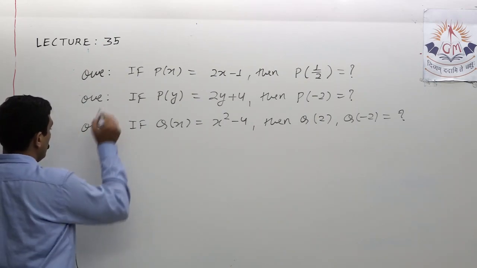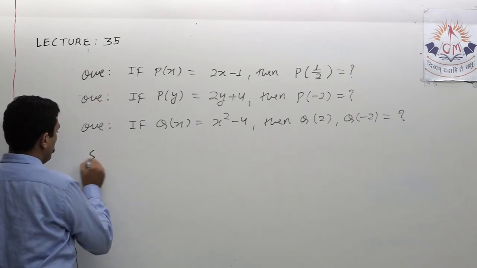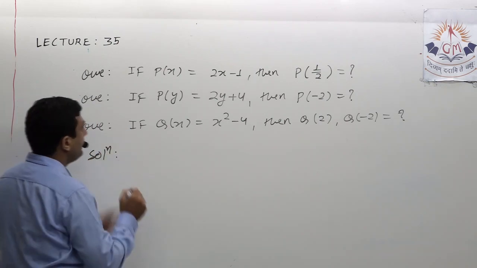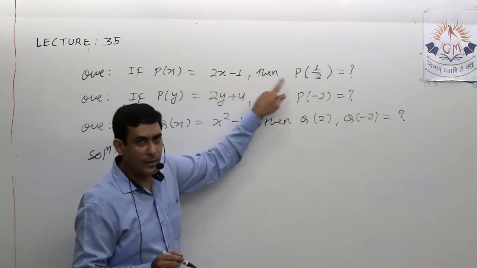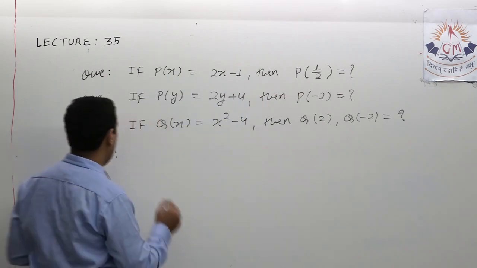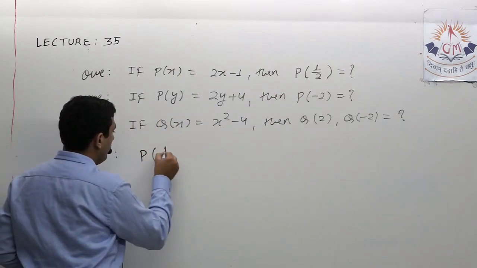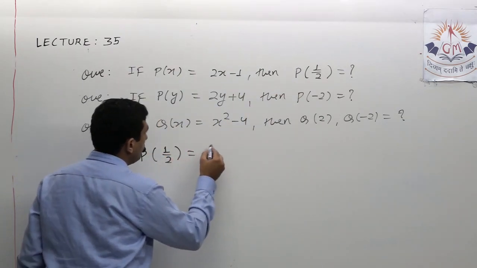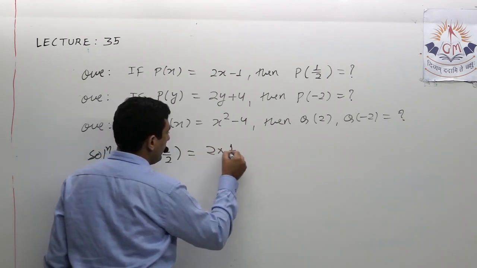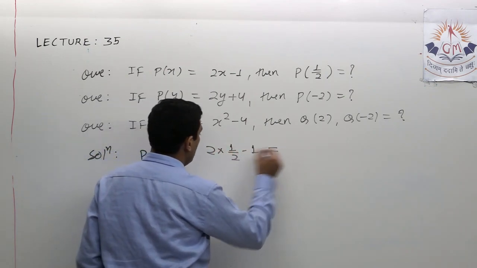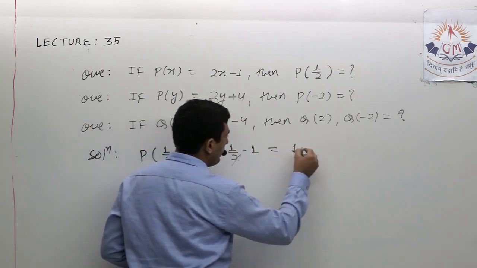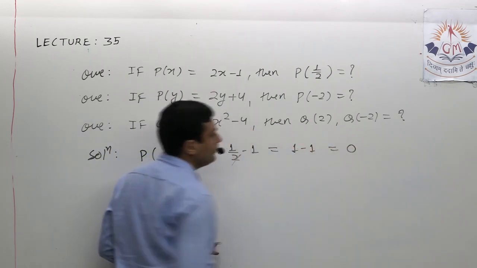See, solution of the first one. P of x equal to 2x minus 1. I have to find the value of p of 1 by 2. So, p of 1 by 2 is equal to 2 into 1 by 2 minus 1. 2 and 2 cancel. So, 1 minus 1, that is equal to 0.